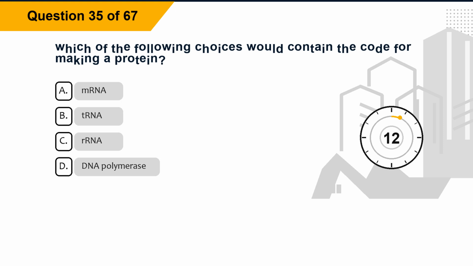Question 35. Which of the following choices would contain the code for making a protein? Option A, mRNA. Option B, tRNA. Option C, rRNA. Option D, DNA polymerase.